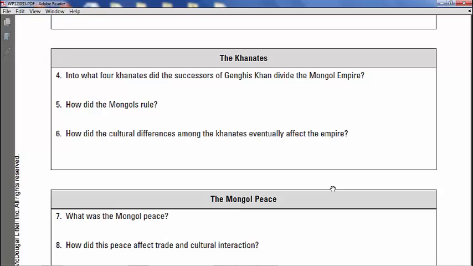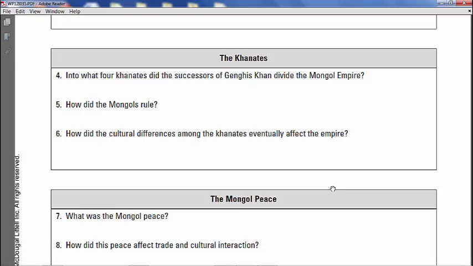Later, they were still brutal, but they started to adopt different things of the cultures that they conquered. They created much stability in the areas that they conquered. Law and order was finally established throughout all of Eurasia, which is Europe and Asia combined.